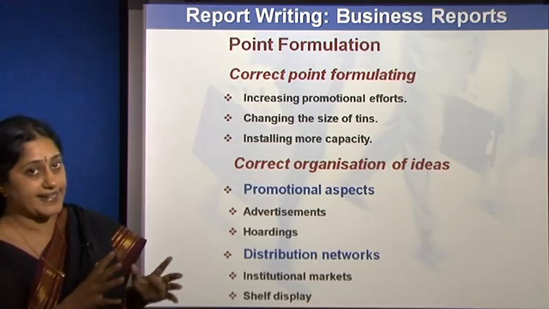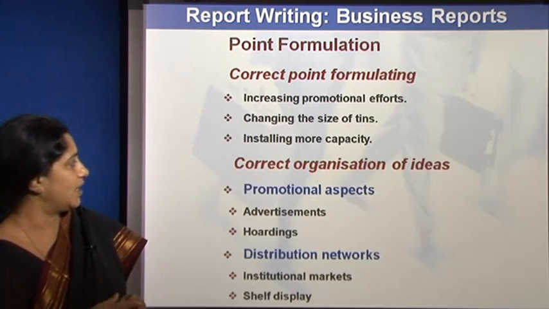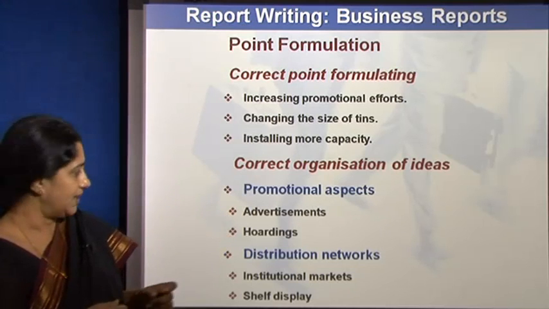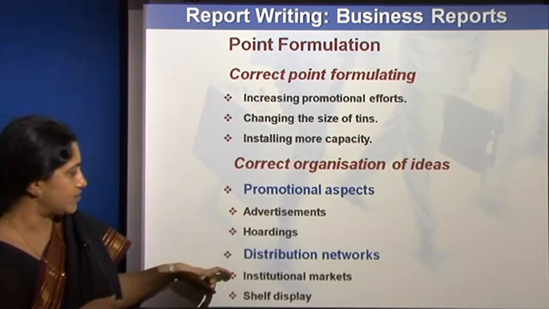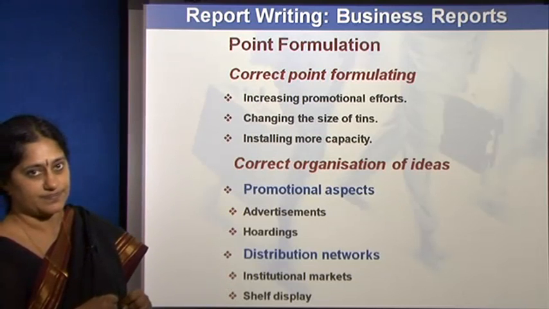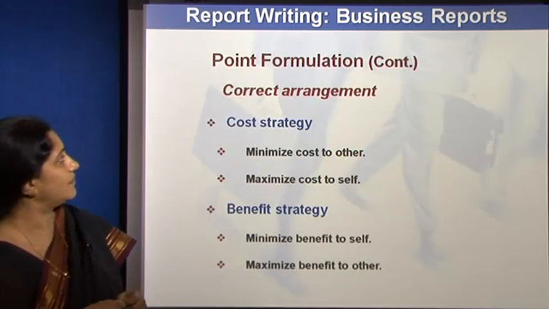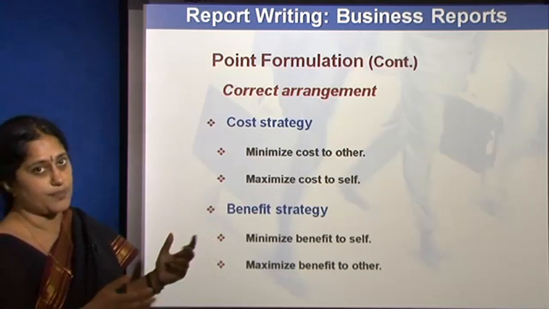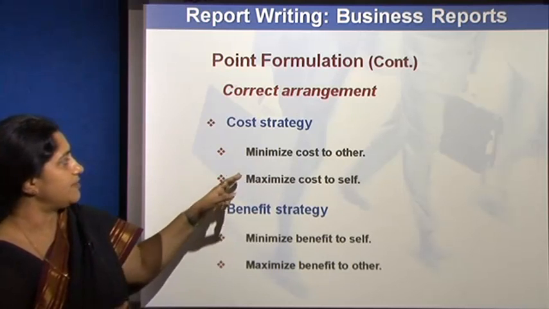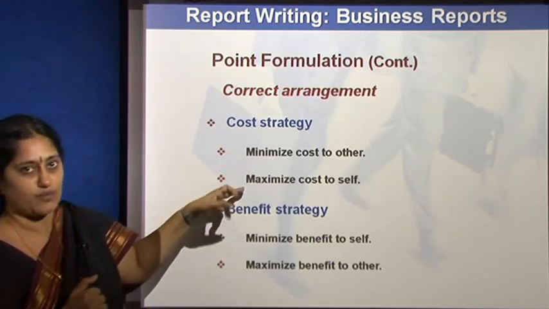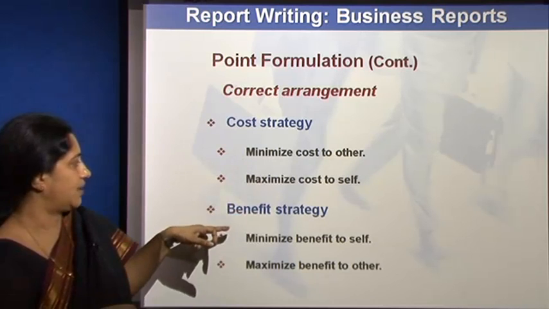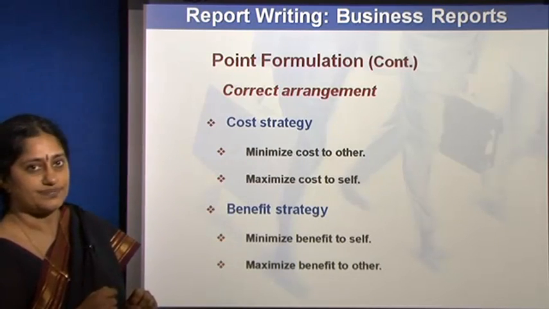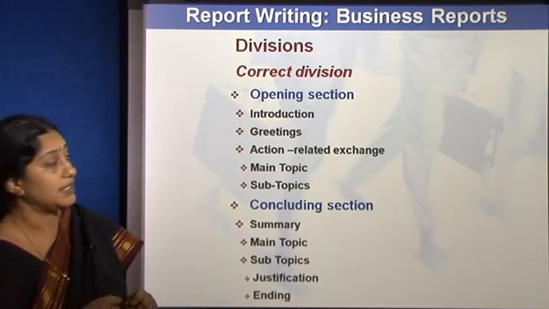Correct organization of ideas. Promotional aspects could be advertisements, hoardings, distribution networks, institutional markets, shelf display. Again, correct arrangement could be a cost strategy or a benefit strategy. Minimize cost to others or maximize cost to self, both mean the same. Benefit strategy, where minimize benefit to self or maximize benefit to others. Divisions.